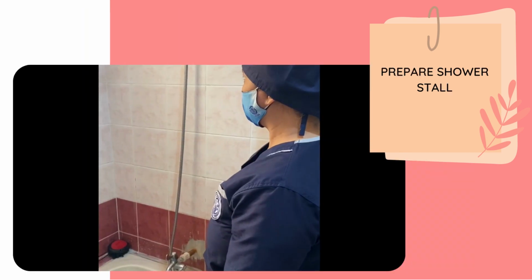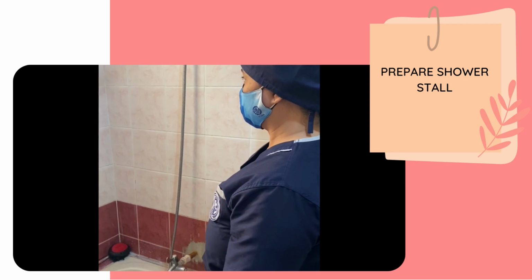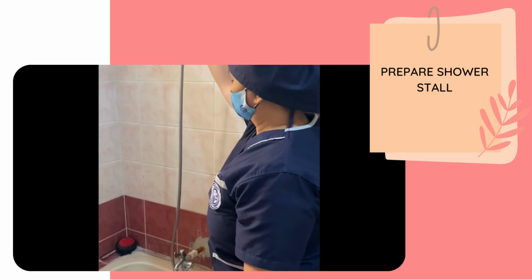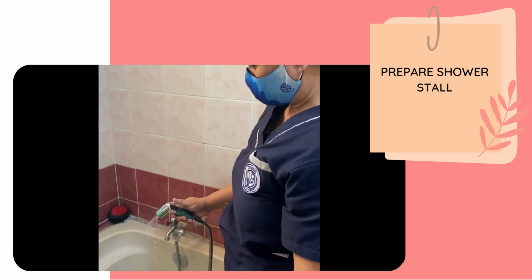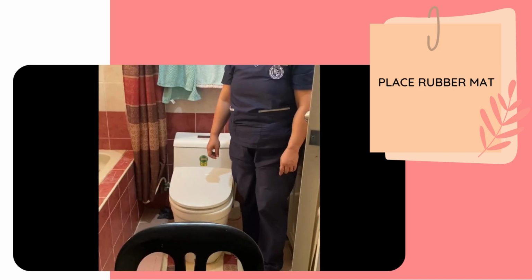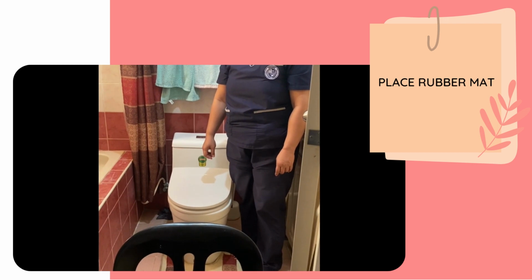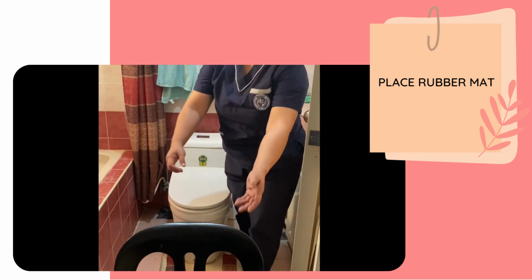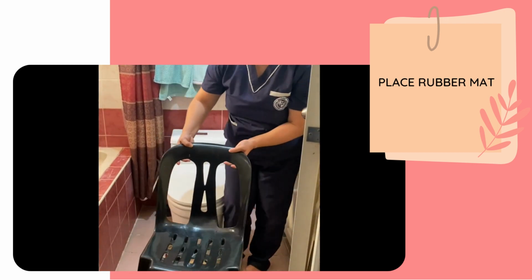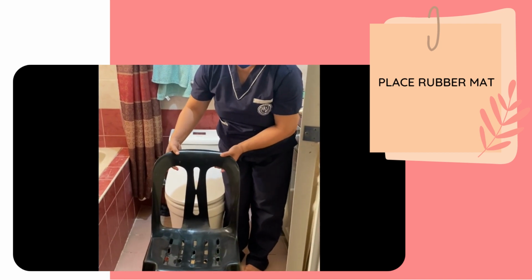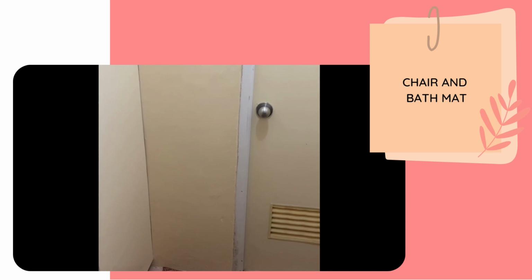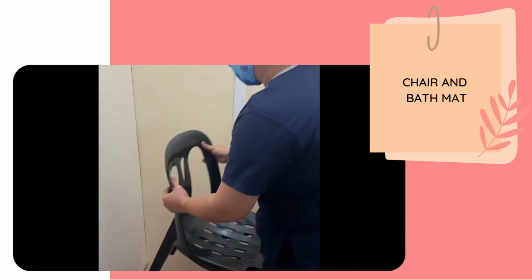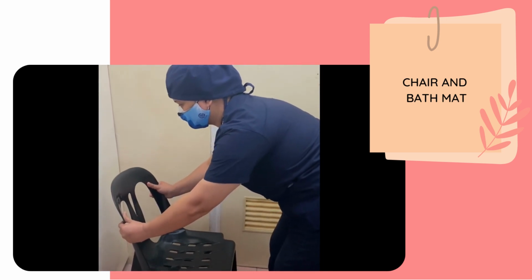After preparing all the equipments and supplies, proceed in preparing the shower stall. You need to test the faucet or the shower function. Place the rubber mat on the shower floor and the chair over the rubber mat. Place the chair and bath mat outside the shower stall.